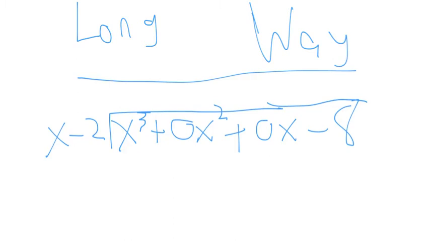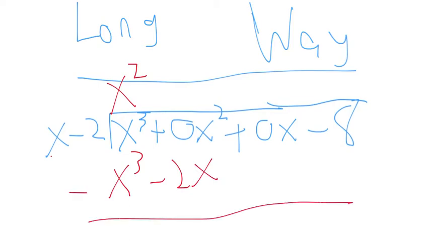So now we multiply x by x squared to get x to the third. Now x squared times minus 2 would be minus 2x squared. So now that we subtract, x cubed minus x cubed would be 0. 0x squared minus negative 2x squared would be 2x squared.